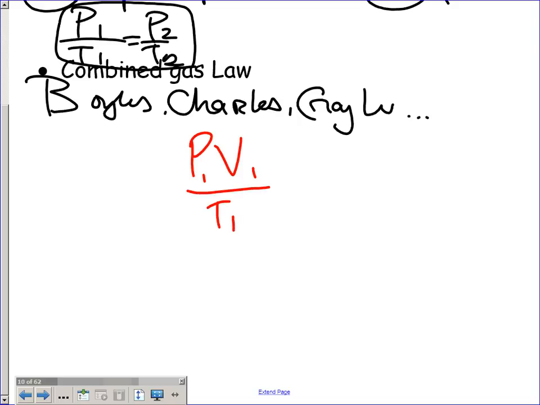Okay, pause. If I cover up the V, whose law is that? Gay-Lussac's. If I cover up the P, whose law is that? Charles's. So you see how they're all there together? They're just coexisting together, right? Okay. So that is the combined gas law.